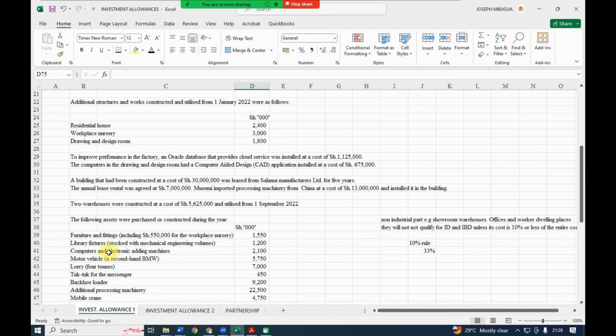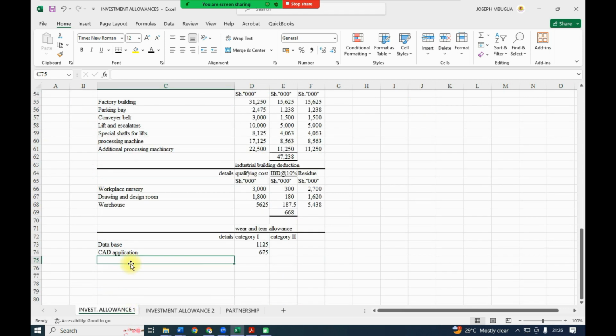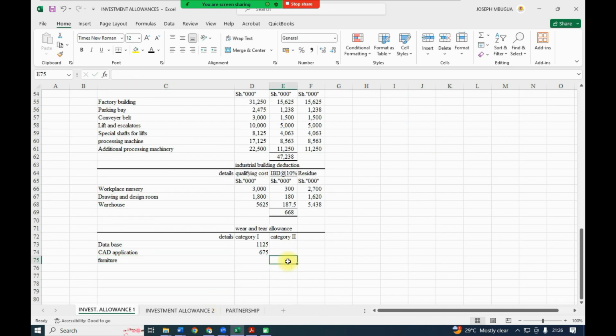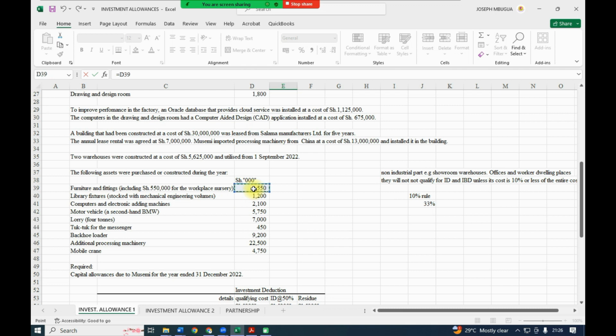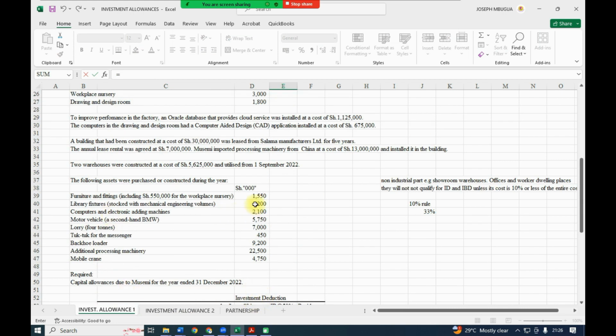After that, we have a building that was leased, but leave that alone first. The warehouse, we have dealt with it. So we have furniture. Just write the furniture instead of pasting it. The furniture we had in category 2 was 1550. Then we have library fixtures, the same thing under category 2.